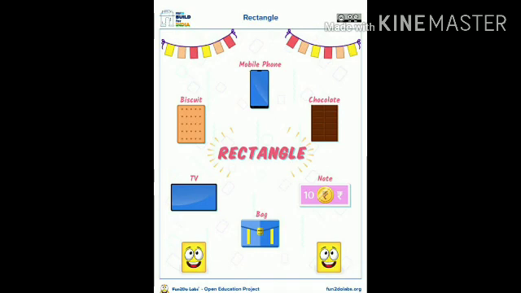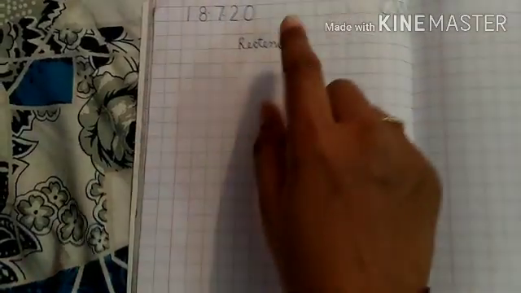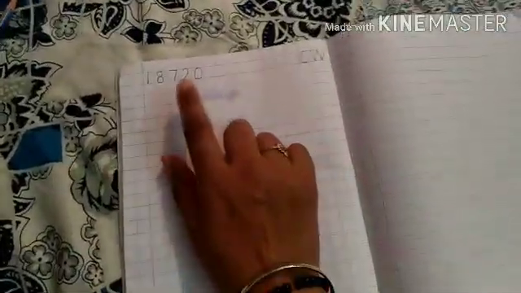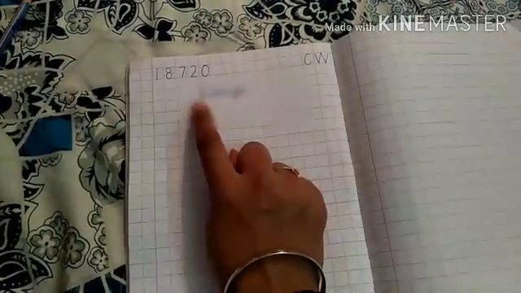Now as we have seen many pictures related to rectangle, let's learn how we can draw a rectangle. As you can see, this is our school notebook, and first we will write the date, classwork. CW means classwork. Then we will write the topic, that is rectangle. Now we are going to draw a rectangle with our pencil.